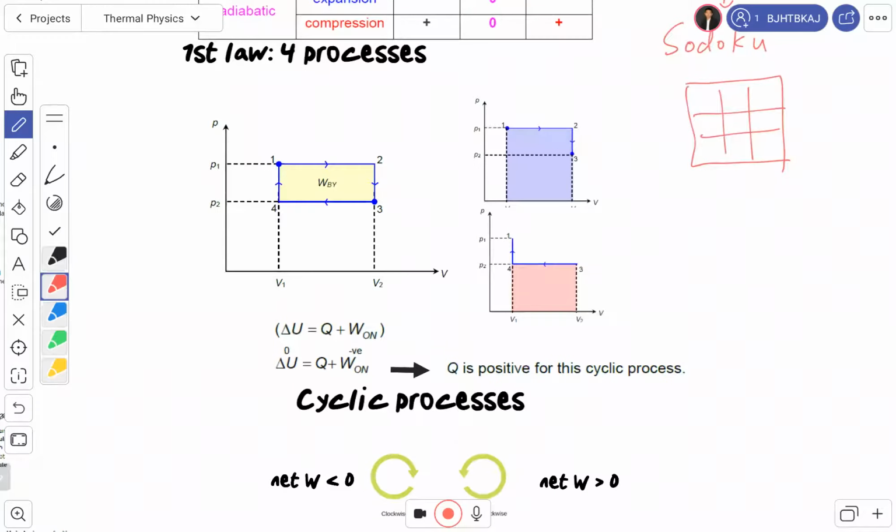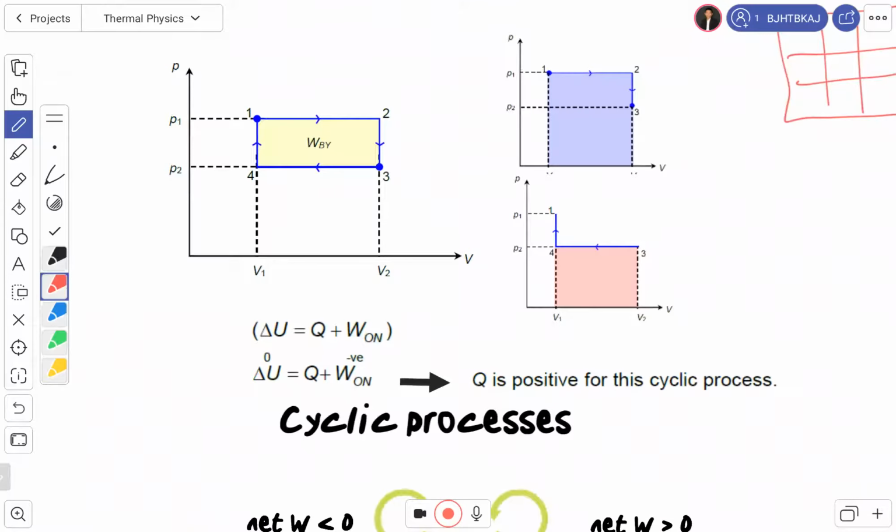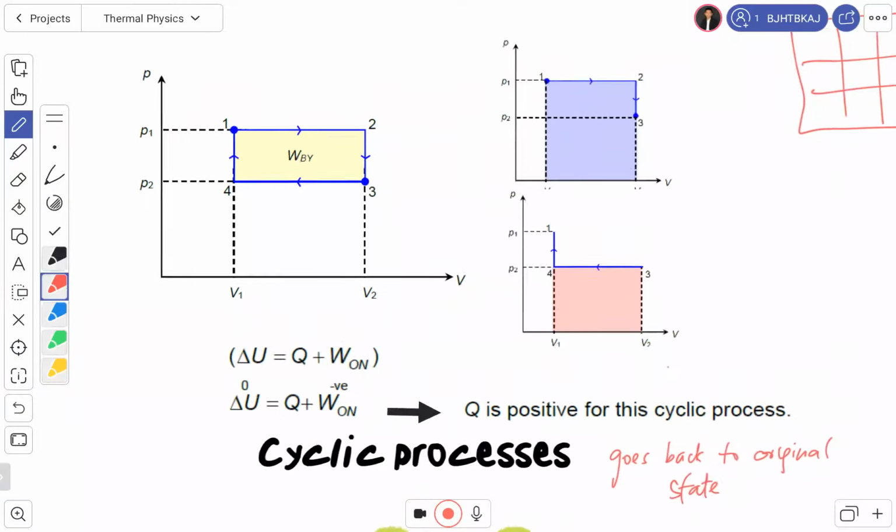Lastly, we'll talk about this idea of cyclic processes. If you have a gas system, you could be doing a series of steps to it such that it goes back to the same point as it started. That is a cyclic process. It goes back to the original state. We will appreciate cyclic processes a lot more only when we understand the application. But for now, let's just entertain it as a theoretical idea.